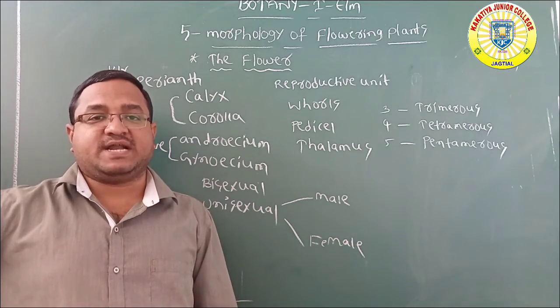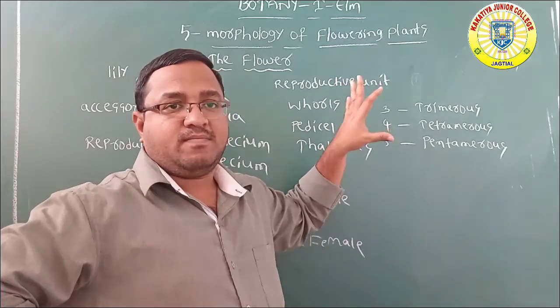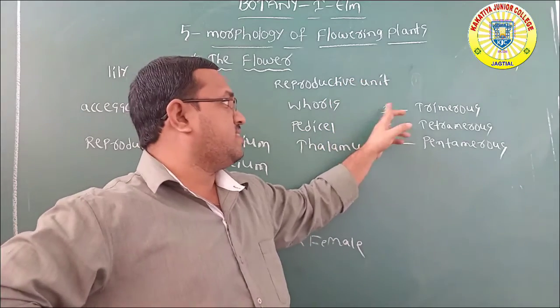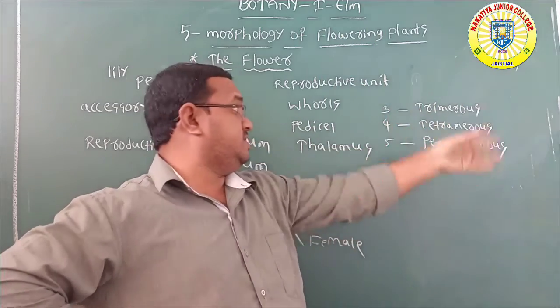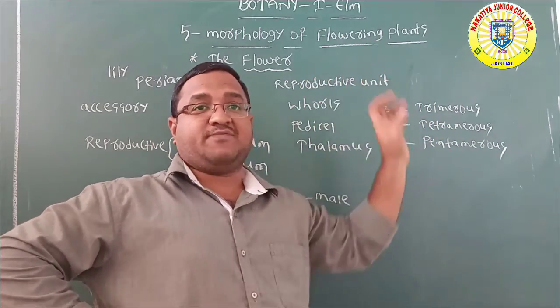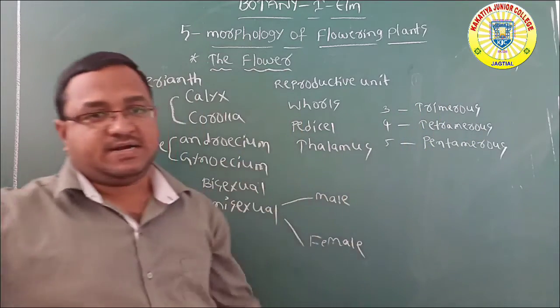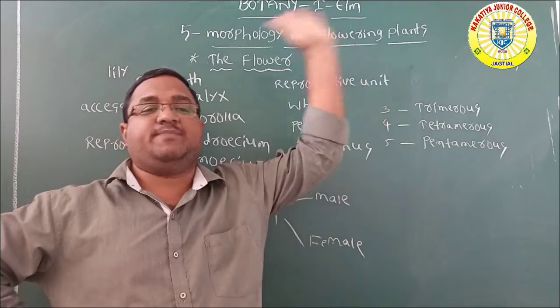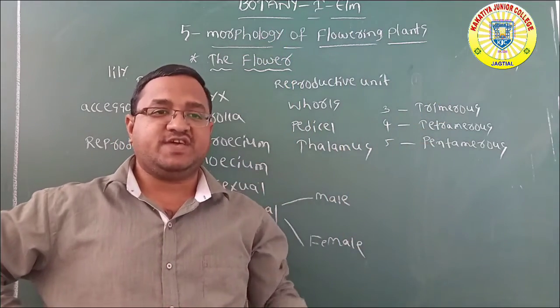If the floral parts are in multiples of 3, they are called trimerous. If the floral parts are in multiples of 4, they are called tetramerous. If the floral parts are present in multiples of 5, they are pentamerous. So that is trimerous, tetramerous, pentamerous, based on the number of multiples of 3, 4, 5 of the floral appendages.